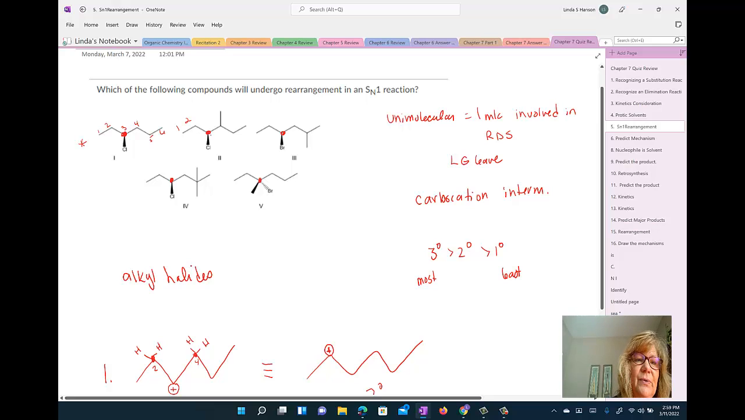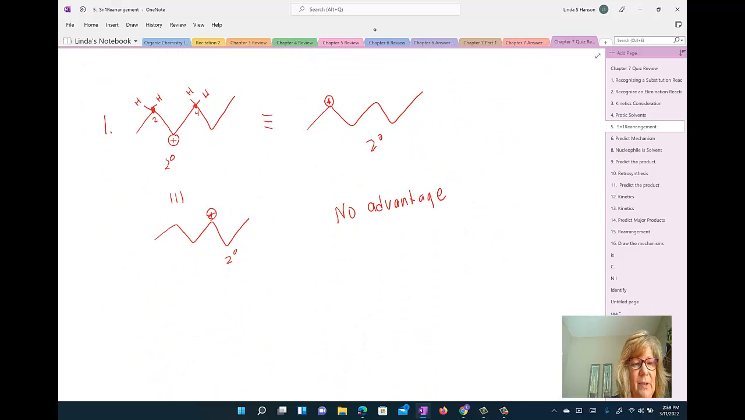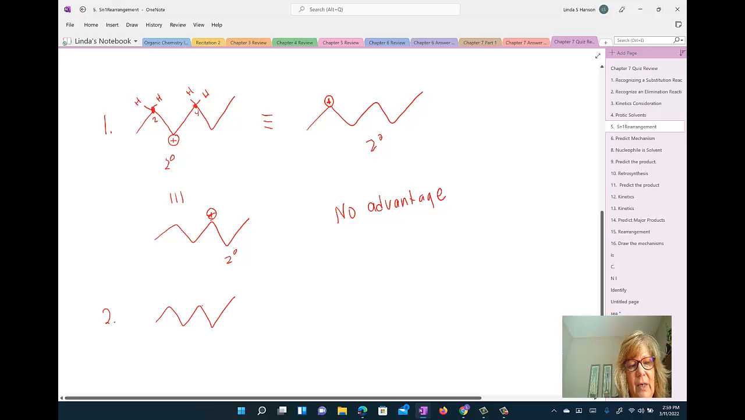We have 1, 2, 3, 4, 5, 6. But at carbon number 4, there's a methyl. So let's just take a look at that structure. 1, 2, 3, 4, 5, 6. But here is a methyl. And this is where the leaving group would leave. It starts as a secondary carbocation. In the beta position, we have hydrogens here, and we have a methyl group here, don't we?